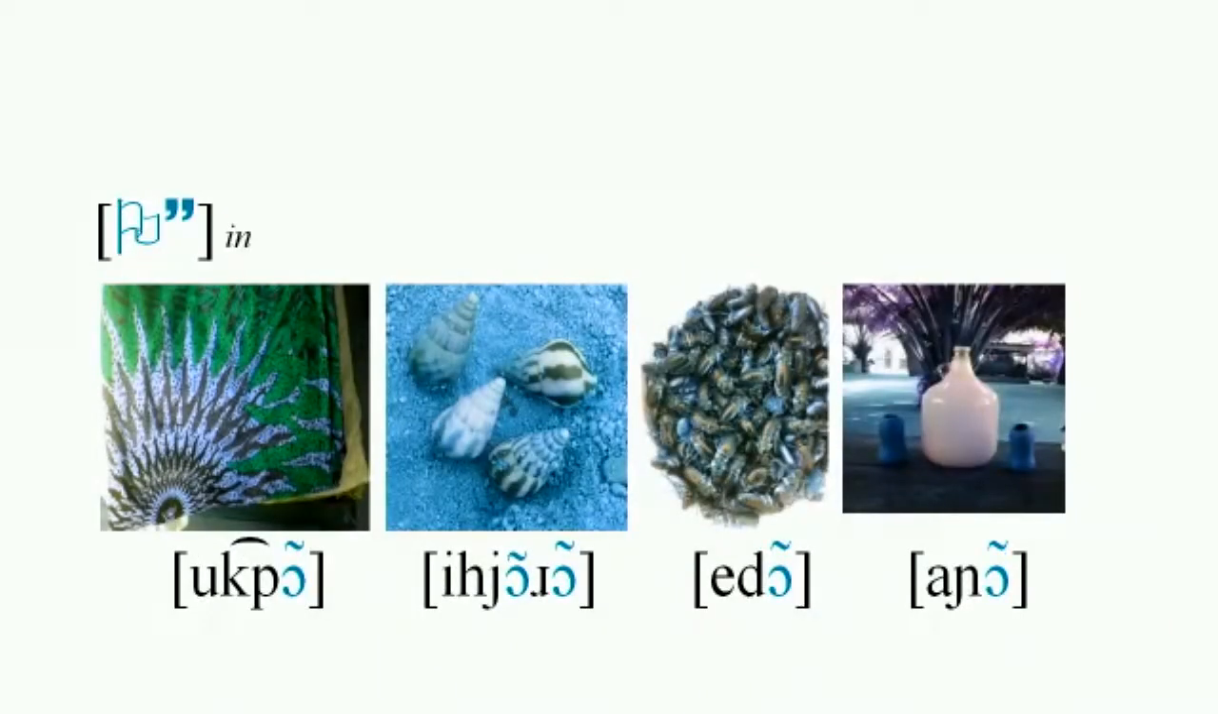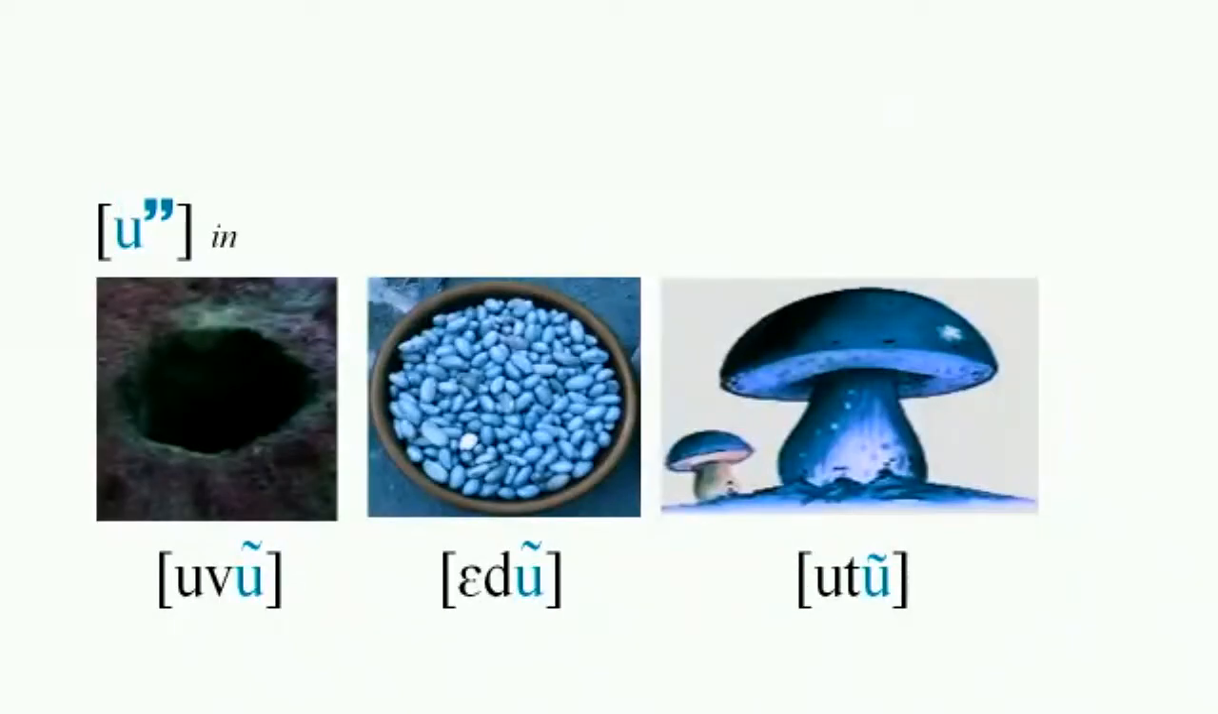And the fifth one, which is Pom, in Upom, Ihiro, Edo, Anyo. And you have the fifth nasal vowel, that is the U, in Ubun, Edu, Utu.